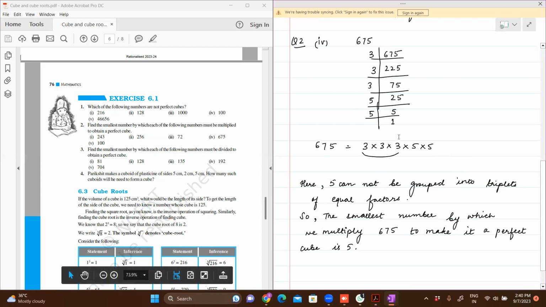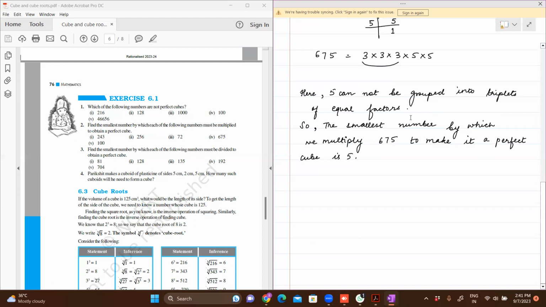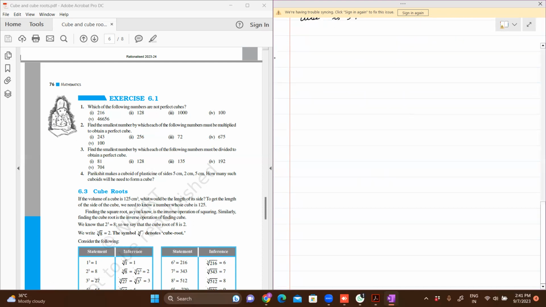Now let's move on to the next question. Question 3 says, by which smallest number can we divide the following numbers so that we obtain a perfect cube? For the division as well, we need to check the prime factorization of a particular number, and then remove the extra factors that we find. Let's talk about question number 3.